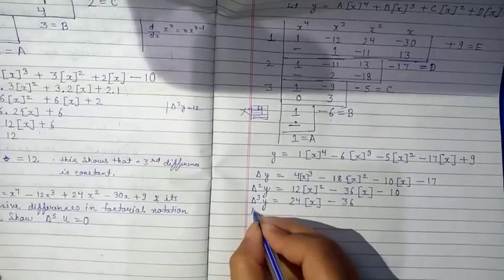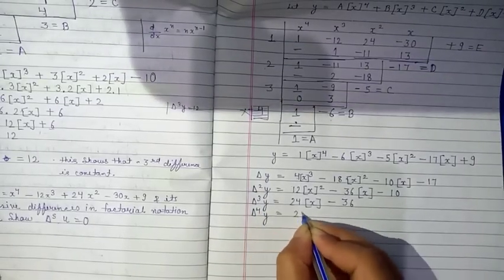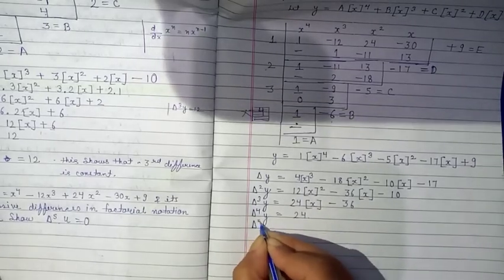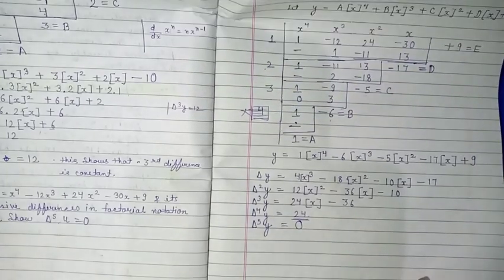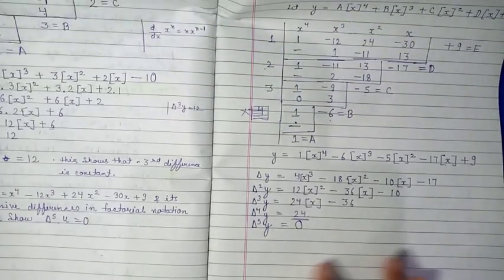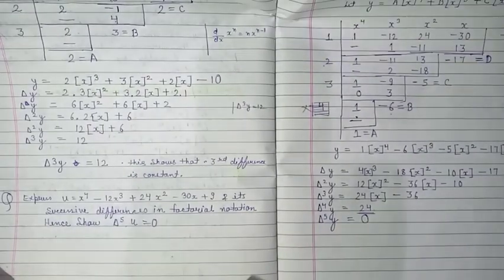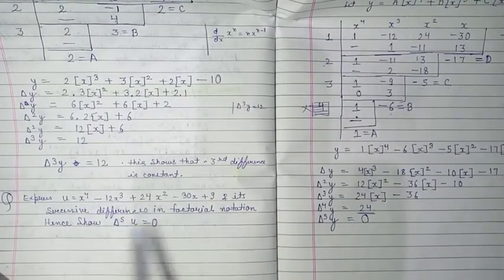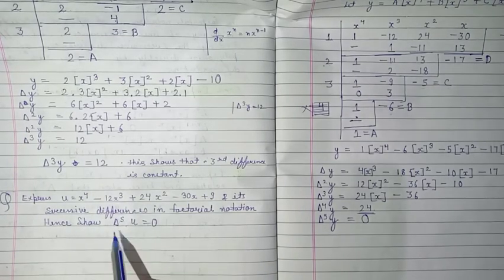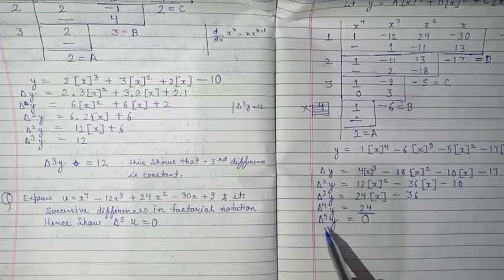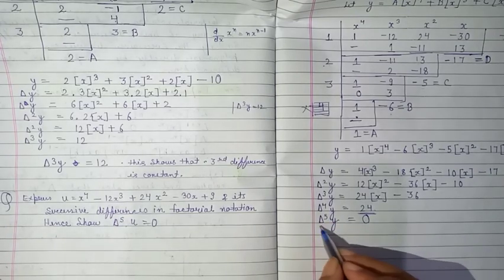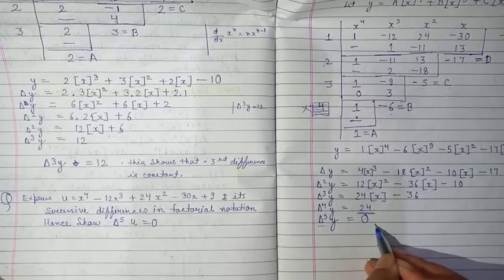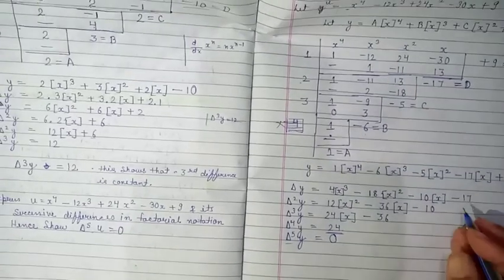Now again if we do del 4y, it is equal to 24. Now if again we do del 5y, it will become 0, because this is constant and the value of a constant is 0. So students, whatever our question is, our question is only that you have to express this in factorial notation, and hence you have to show that del 5u equal to 0. So here we have already shown that del to the power 5, that is 5 times differentiation of y, is equal to 0. So in this way we have to do the calculation of factorial notation.